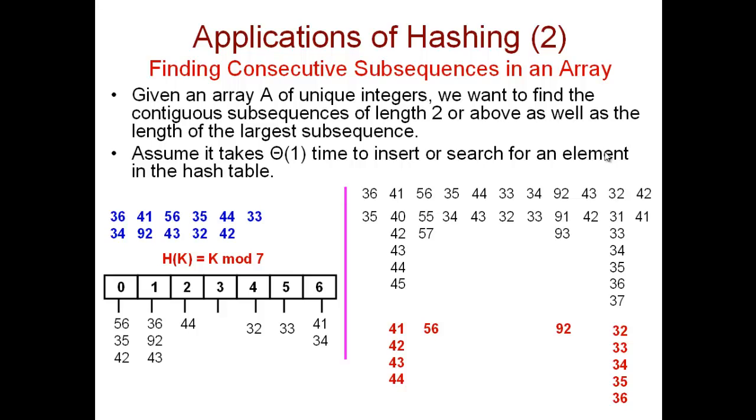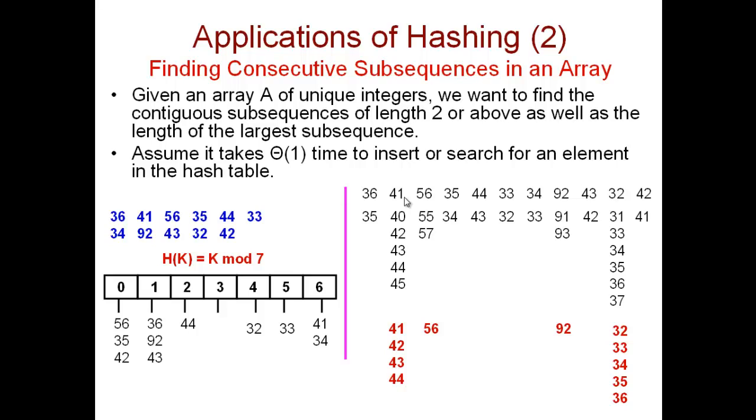That means 36 cannot be the starting element of some subsequence, because 35 is there. So in that case, we don't need to do anything with 36 anymore. Just go to the next element in the array. In this case, we have 41. To check if 41 is a starting element of some subsequence, we need to check if 40 is there.